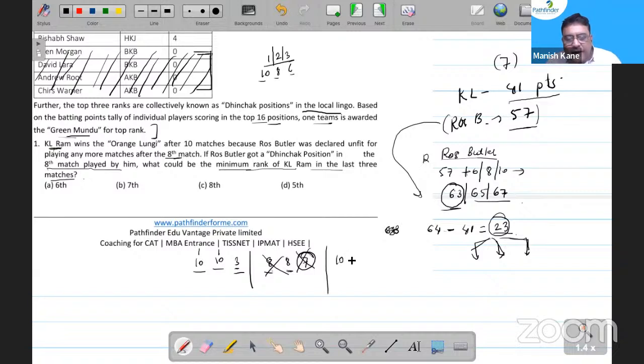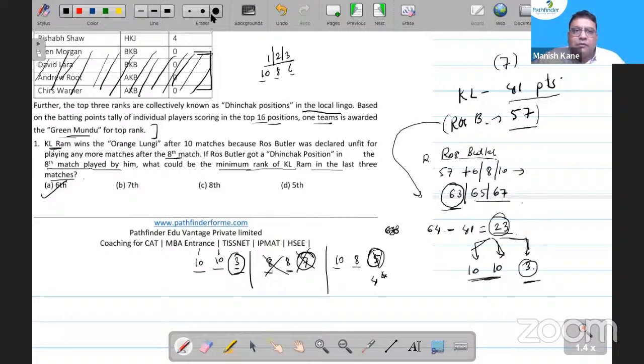Could he have obtained 10 and 8? Maybe 10 and 8, but then he would have secured 5 points, and 5 points means which rank? 6 points means third rank, so 5 points means fourth rank. But we are looking at the minimum possible rank. So the minimum possible rank is obtained when he scores 10, 10 in 2 matches and 3 in the third match. Because only when you have 2 maximum scores will you have a minimum score. So this can happen only if he has the lowest rank as 6th.